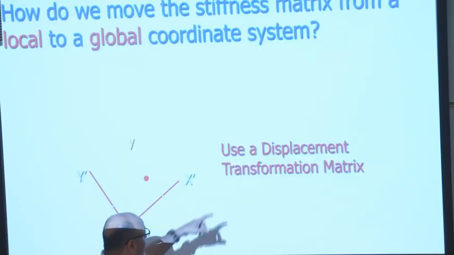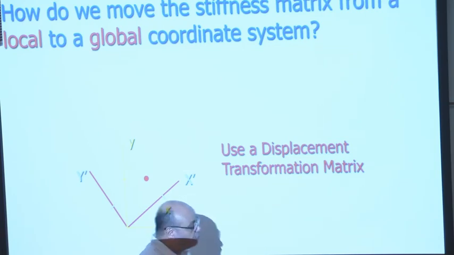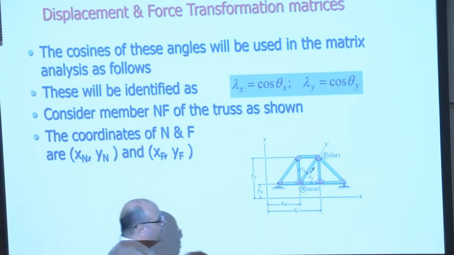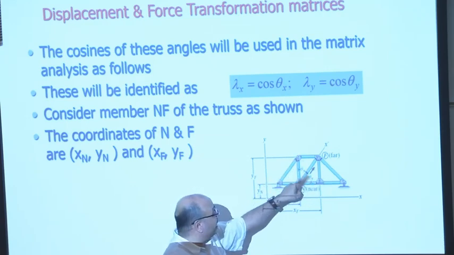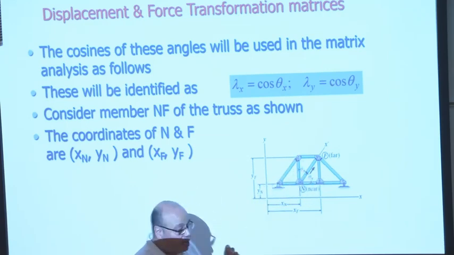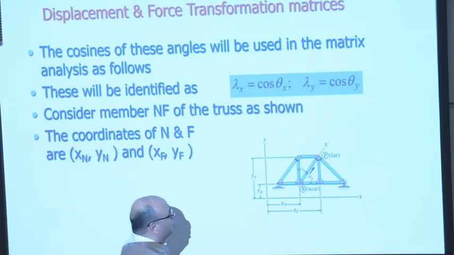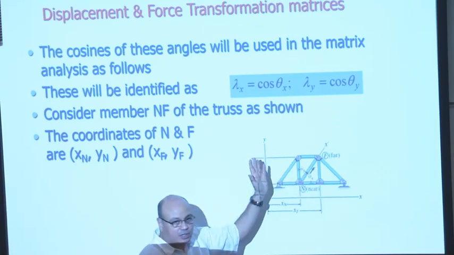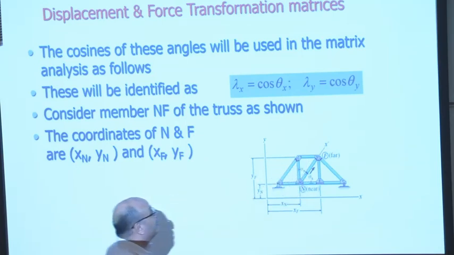So let me go back to one slide. You are going to be using the displacement transformation matrix and force transformation matrix in order for us to figure this out. So in order for us to do that, we need to identify something called lambda x and lambda y. Lambda x is cosine theta x, and lambda y is cosine theta y. That is basically the inclination of every member. So if it's a horizontal member, it will have 0 angle with the horizontal, 90-degree angle with the vertical. If it's inclined as such, it will have theta x and it will have theta y.